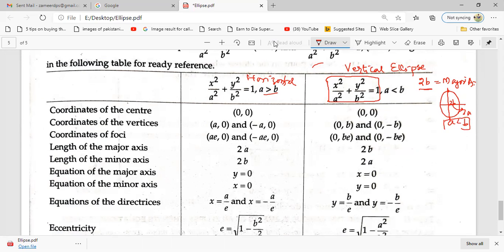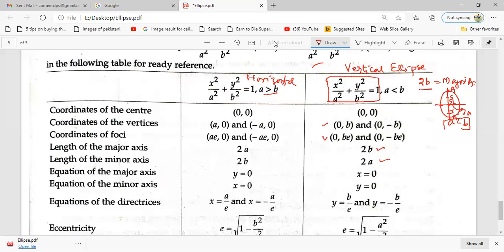Now you can see that everything will be changed because focus will come here, and vertices will come here, major axis will come A to A dash, B to B dash, like this. So then the only change is, instead of a, b will come. b will take the place of a, but this is on the x-axis, this will be on the y-axis. Therefore, obviously the x coordinate will be 0. So vertices will be (0, plus minus b), foci will be (0, plus minus be). Major axis we have taken 2b, minor axis 2a.